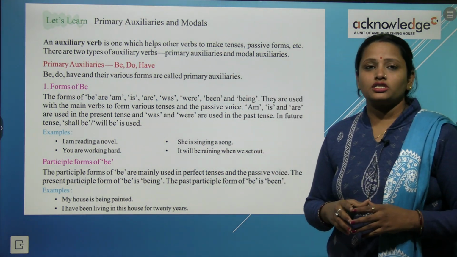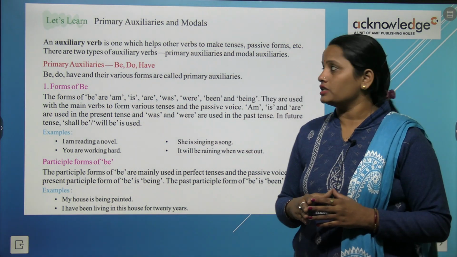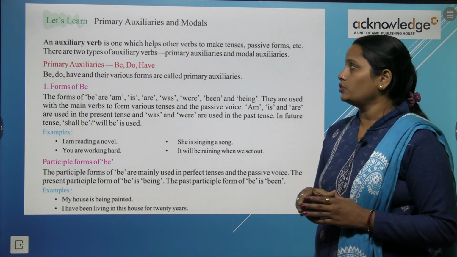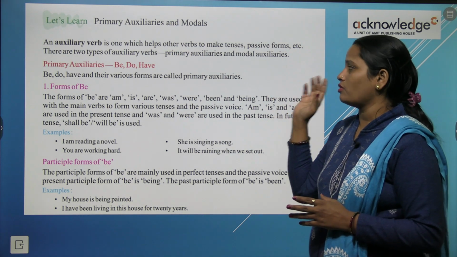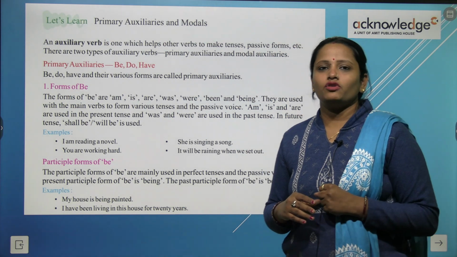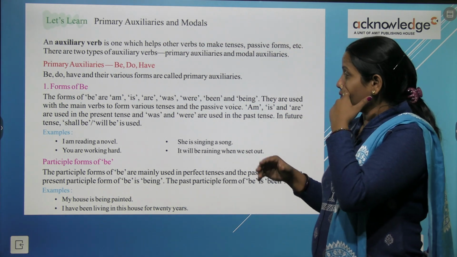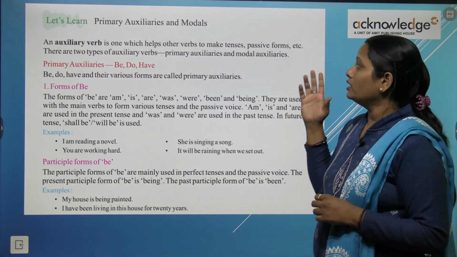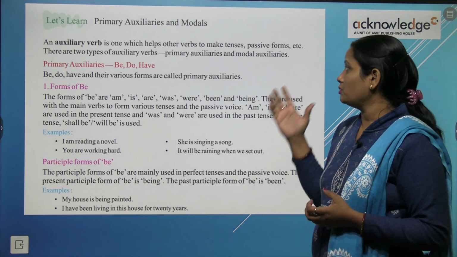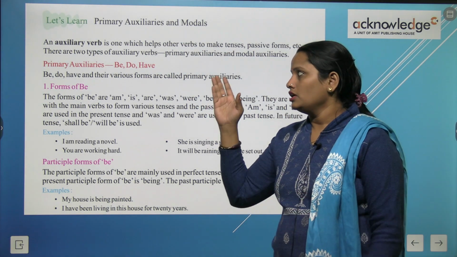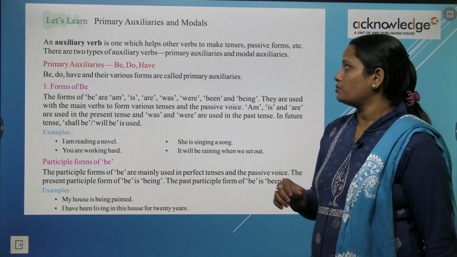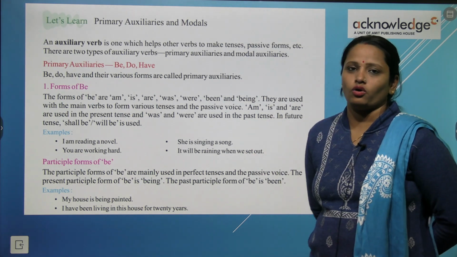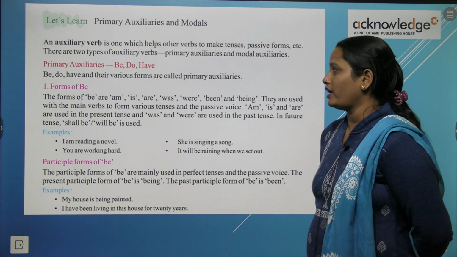So, what is an auxiliary verb? An auxiliary verb is one which helps other verbs to make tenses, passive forms, etc. So, auxiliary verbs वो verb होते हैं जो help करते हैं tenses को या tense को बनाने में या फिर passive forms को बनाने में. There are two types of auxiliary verbs: primary auxiliaries and modal auxiliaries. तो दो parts में divide हैं.